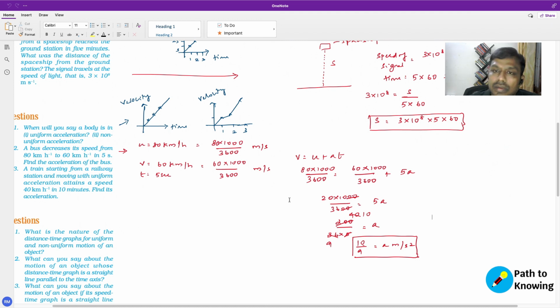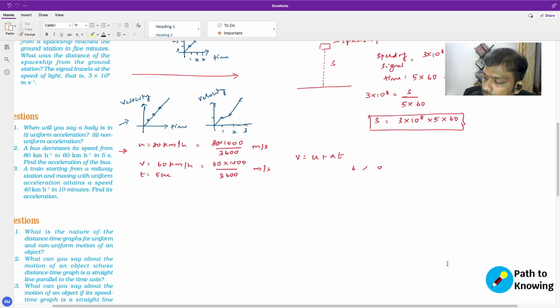Right? Okay. Oh, I think I made a slight mistake here. So you know what? This is not V, but rather V is actually 60, right? So let's redo this whole thing. Your V is actually 60 into 1000 over 3600, and the U is going to be 80 into 1000 over 3600 plus 5a.